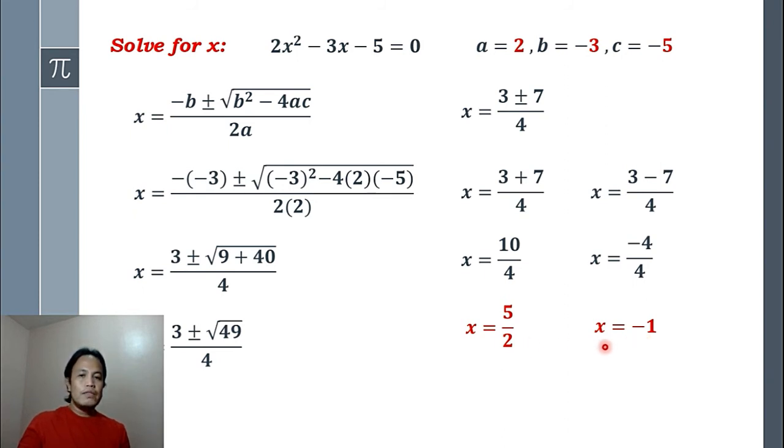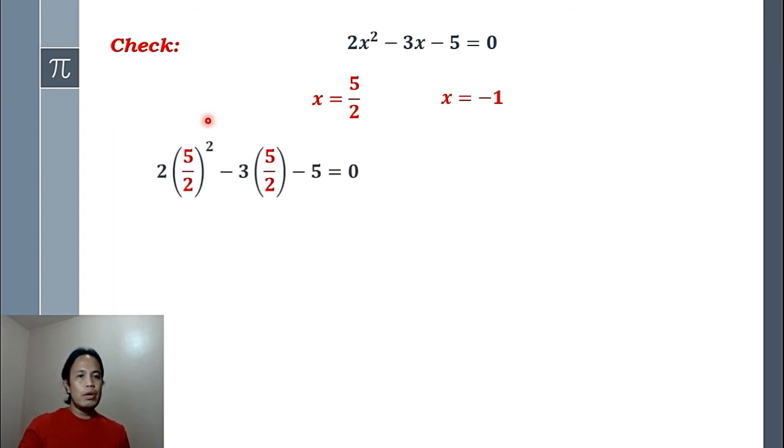Now, to check if these values are correct, we will go back to our original equation, which is 2x squared minus 3x minus 5 equals 0. Then we will check the values x equals 5 over 2 and x equals negative 1. So we will start first with 5 over 2. We have here the 2, so we copy 2. Then our x is 5 over 2, we copy the square. Then we copy minus 3. Then we have the value 5 over 2 for the variable. Then copy minus 5 equals 0. Then we square, we copy 2.